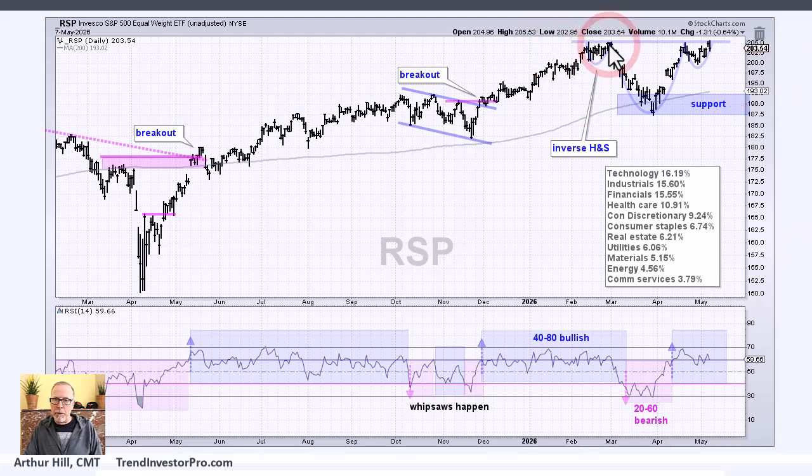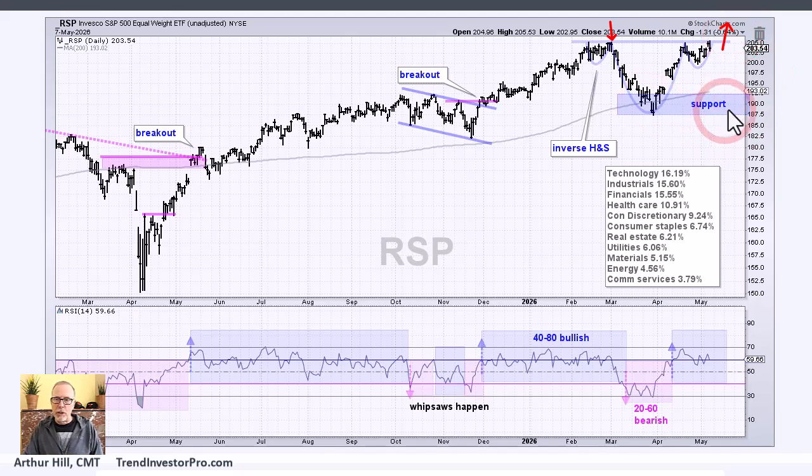Now, there's also another pattern you could see. It would be a cup with handle. So if we start here, there's the cup, there's the handle. That's also a bullish pattern that was popularized by William O'Neil of Investor's Business Daily. And if you break out there, that signals a continuation higher. And if we do get a breakout, that's going to show that the rally is broadening, and that would be a positive for the stock market.